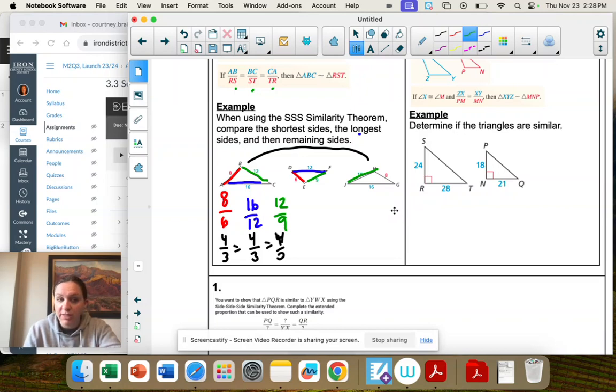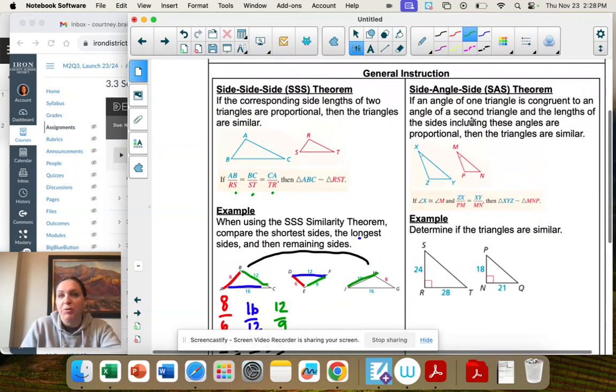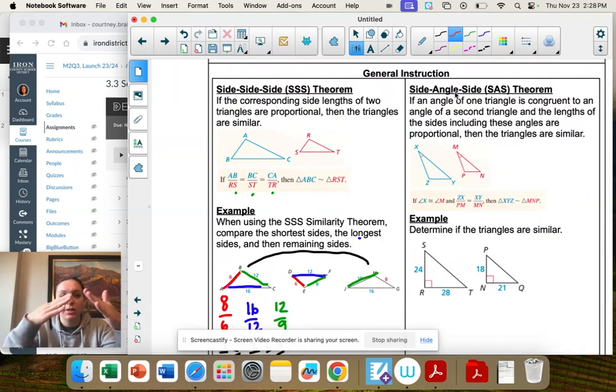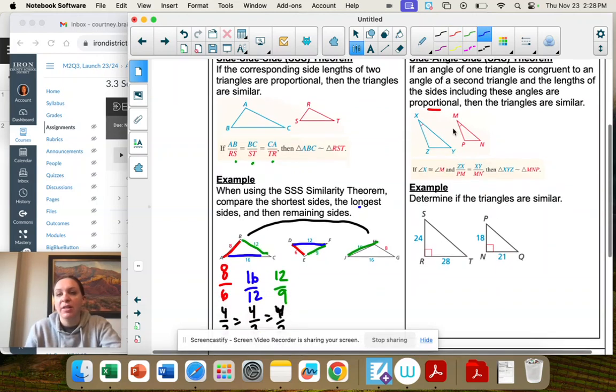So compare the three sides. If you get the same number 3 times, they're congruent. Another theorem we have is when we have two sides that make up an angle, we call that side angle side. If an angle of one triangle is congruent to an angle of a second, okay, so the two angles are congruent, and then the side lengths have to be proportional, which means they have the same side ratio, same scale factor.